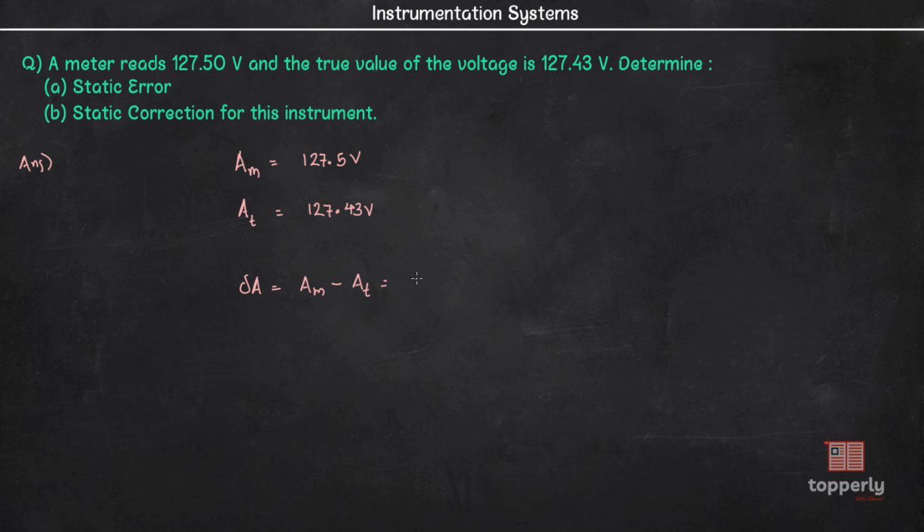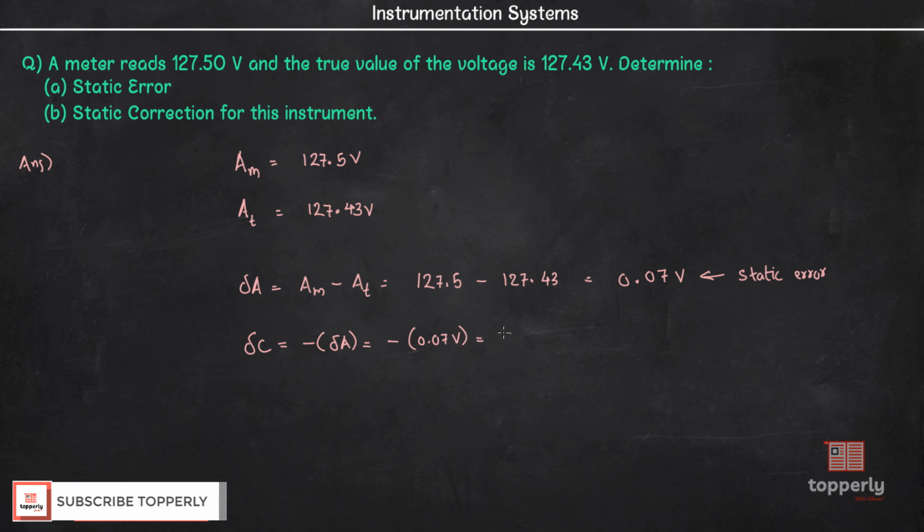And we have defined static error ∂A as AM minus AT. Therefore, 127.5 minus 127.43, which is 0.07 volts. This is the static error. Also, we learned that static correction ∂C is equal to negative of static error, which is equal to minus of 0.07 volts, which is minus 0.07 volts. So this is static correction.